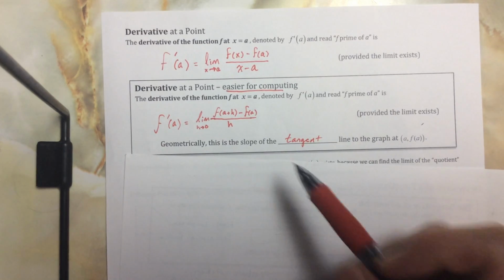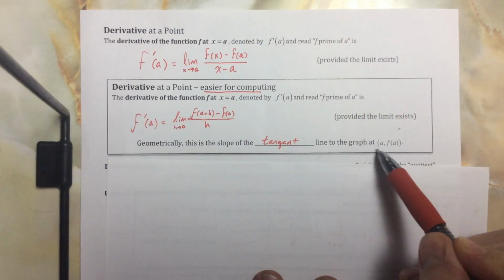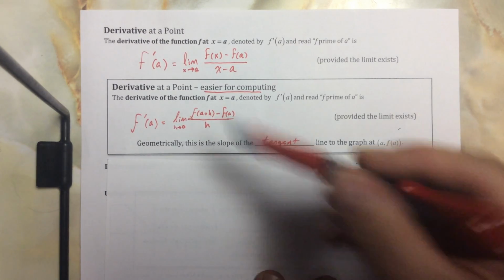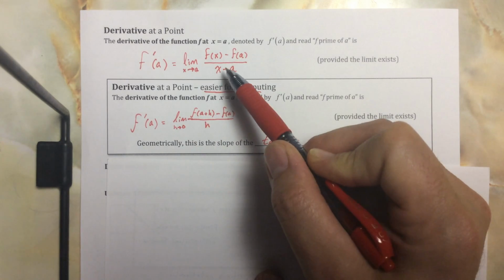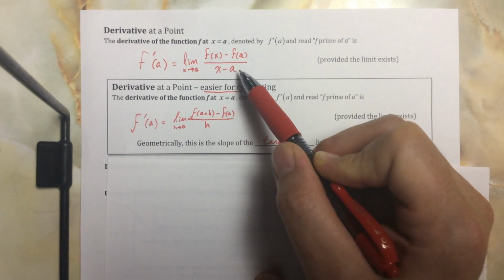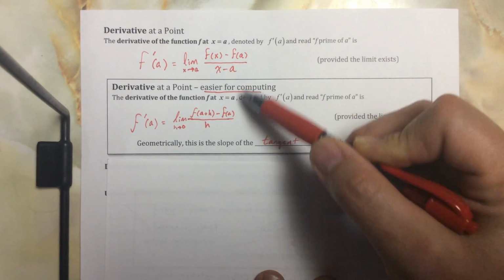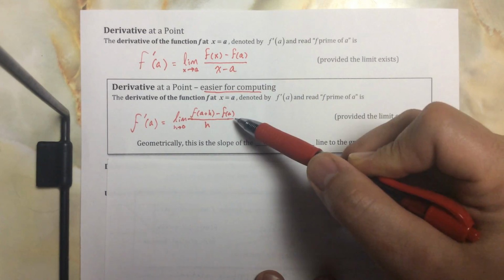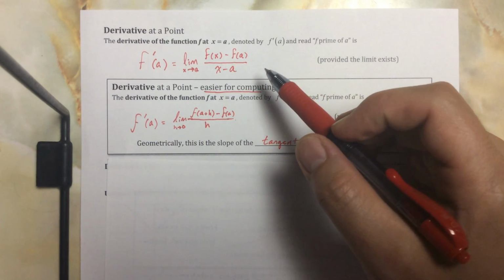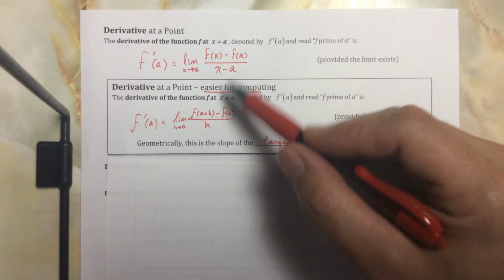Geometrically, we talked about this on the last page. This is the slope of the tangent line at that point, (a, f(a)). So these are going to give us the same end result, and we really could use these in similar cases. Sometimes I'll use this one, sometimes I'll use this one. As we go through, you'll find which one you feel more comfortable with.